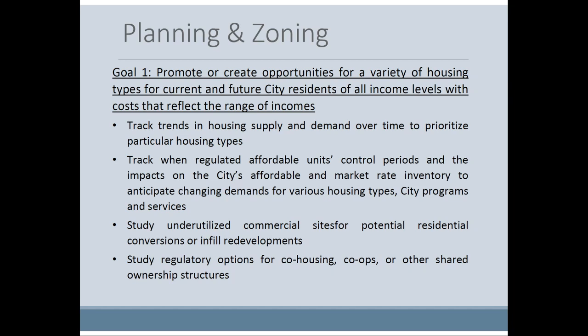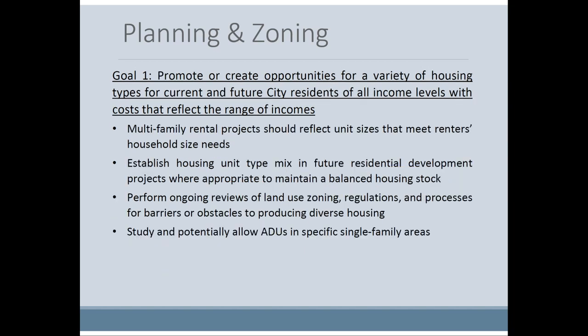Next slide, please. Following on, additional items related to goal 1: multifamily rental products should reflect unit sizes that meet renters' household size needs. One of the things you will see in the document is that right now the average household size in the city of Gaithersburg is 2.67 people. So what that really means is if you have developers coming in with a multifamily rental and they just want to build efficiencies, maybe that's really not serving the community.